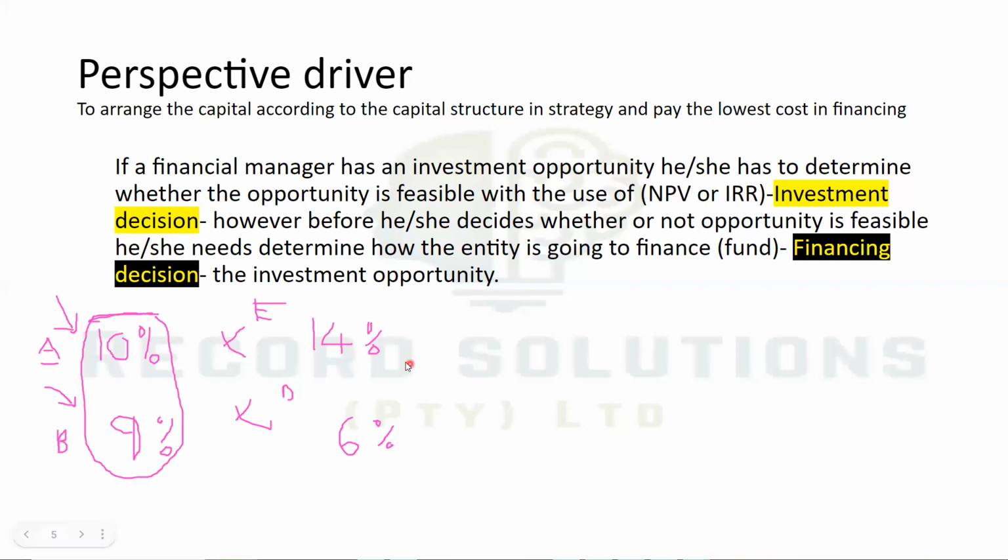So what does this mean? It means that investment decisions must be done separately from financing decisions. That's what this means. You cannot make an investment decision and a financing decision at the same time, right? You have to do investment decisions separately from financing decisions. So overall, an entity will take an investment decision, let's say 10%, right?